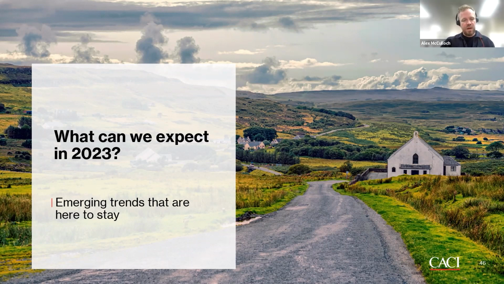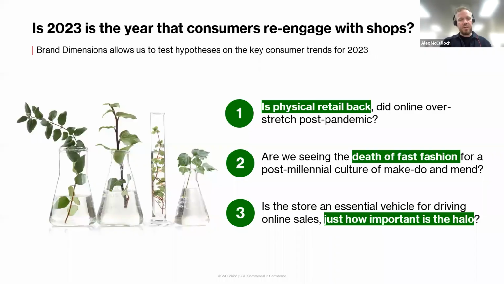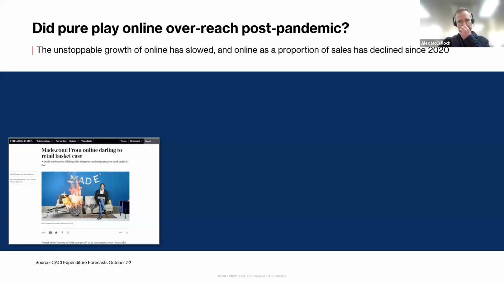However, these are all macroeconomic impacts, and today we're all about getting into brands and into consumers. So three areas in particular I want to focus on. And I'm going to be deliberately provocative so that in true mad scientist style, we can test these hypotheses using brand dimensions. So first of all, is physical retail back for good? Did online overstretch itself post-pandemic? Secondly, are we seeing the death of fast fashion for a culture of make, do, and mend? And thirdly, is the store an essential vehicle for driving online sales? So let's get into this.